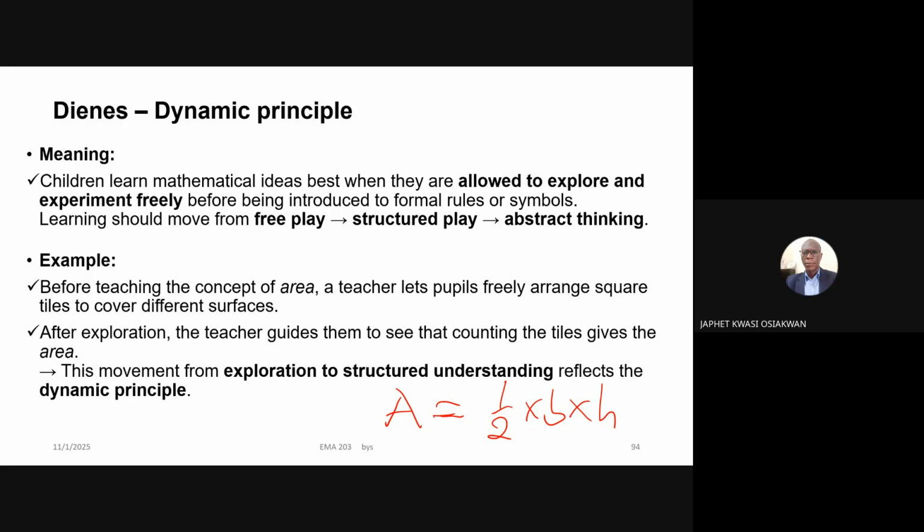Half base times height. Do plane figures have height? Do you know what height is? When you have a table, you can get the height of the table. You have a box, you can get the height of a box. Do plane figures have height? I want you to tell me. No, sir. So why are you confusing your students? Do they have height? No.